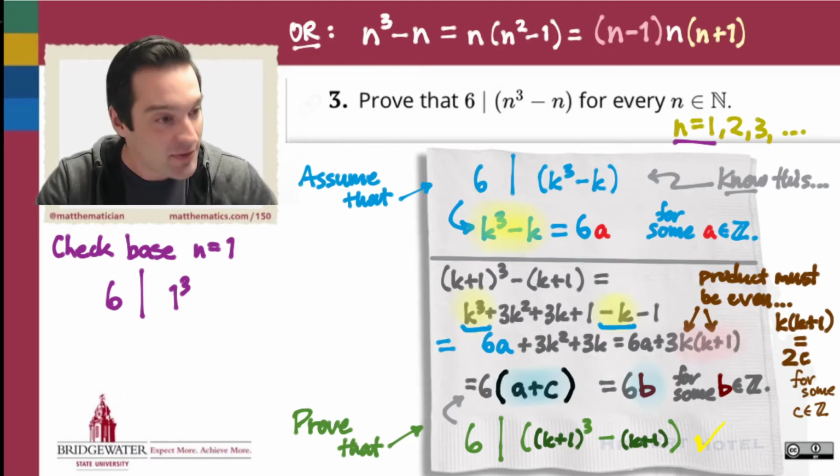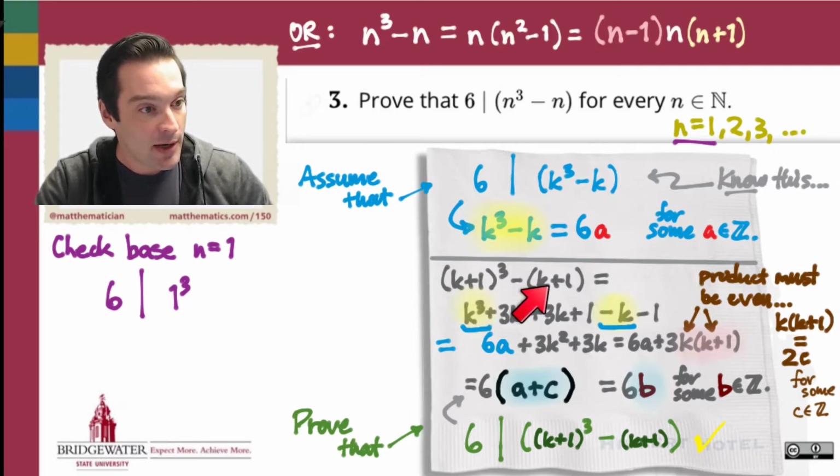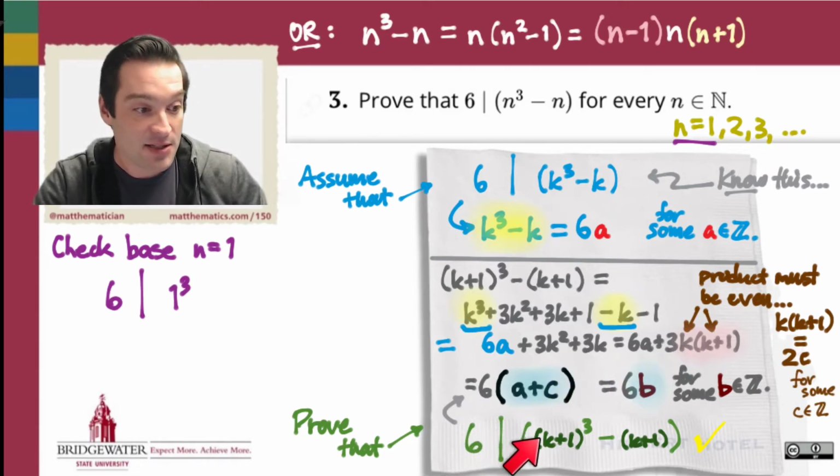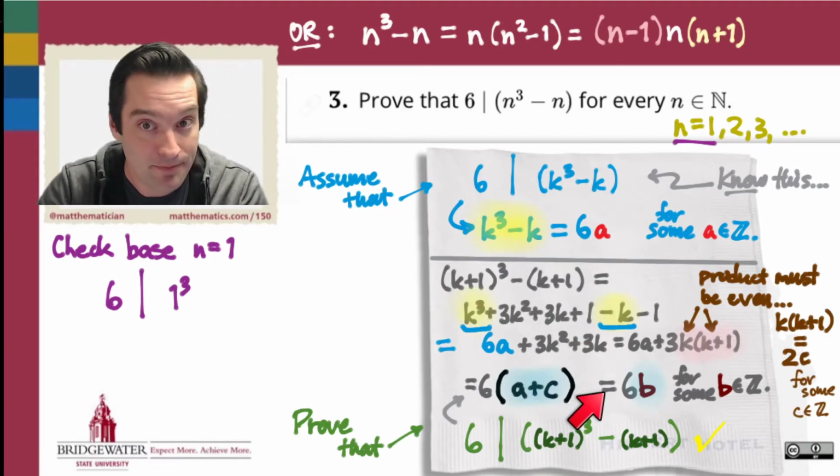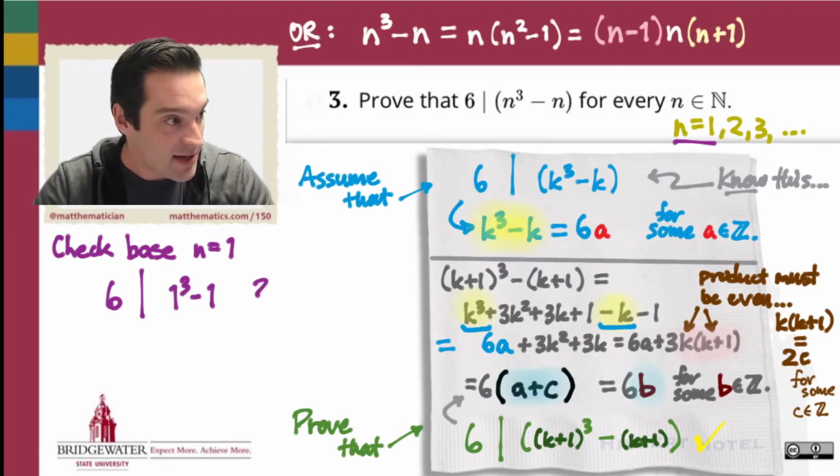So reading this from left to right, k plus 1 cubed minus the quantity k plus 1 is equal to 6 times some integer. Therefore, 6 divides into k plus 1 cubed minus k plus 1, which is what we're trying to prove in the inductive step. Let's finish with the base case.